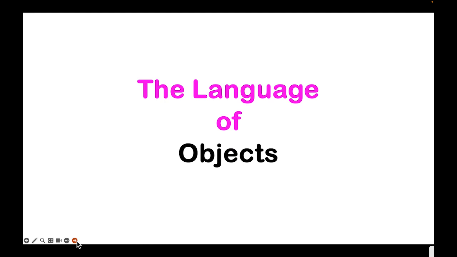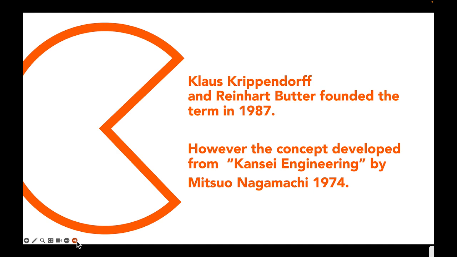This lecture is all about the language of objects. The idea of design semantics was really kicked off by Klaus Krippendorf and Reinhard Butter. So in 1987, there was a big design conference, and the term design semantics kind of evolved from there.